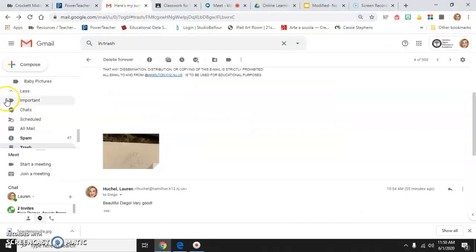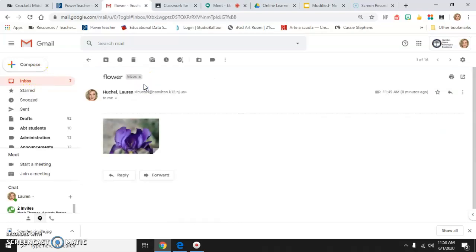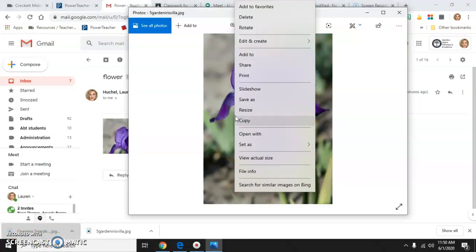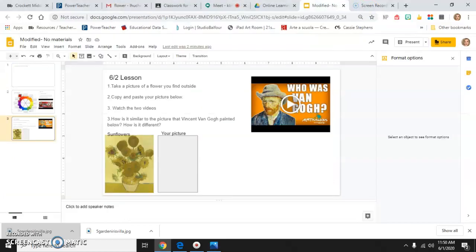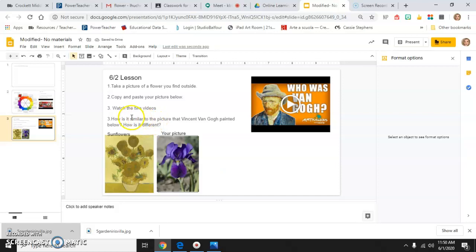I am going to go to my email. Here is my flower. I am going to download the picture. Okay. And I am going to copy and paste the picture right here. The question: how is it similar to the picture that Vincent van Gogh painted below, and how is it different?